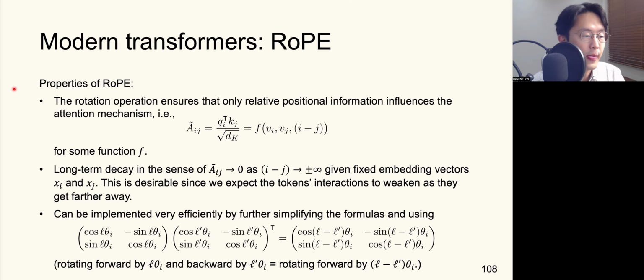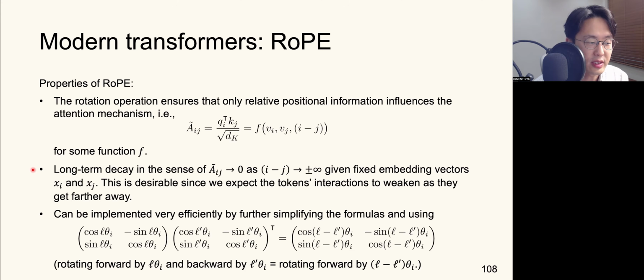Here are some properties of rope. The rotation operation ensures that only relative positional information influences the attention mechanism. The A tilde ij, the pre-normalization attention score, is the inner product between Q and K. It depends on the vector at the ith position, the vector at the jth position, and also on the relative separation between the ith and jth coordinates. But otherwise, there's no explicit dependence on the absolute position i and the absolute position j. The position information i and j enters this calculation only through the difference i minus j. So only the relative position influences the attention mechanism.